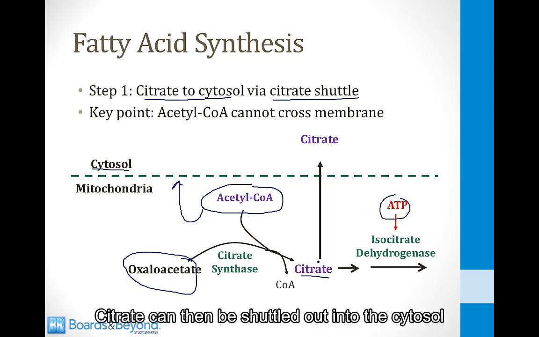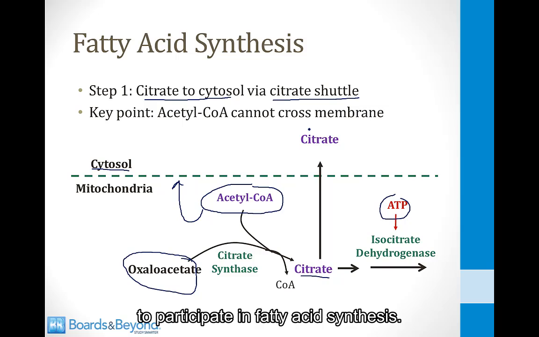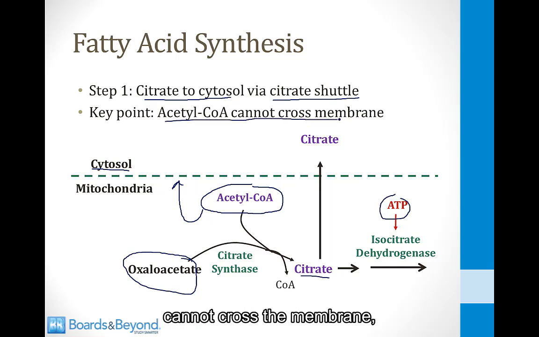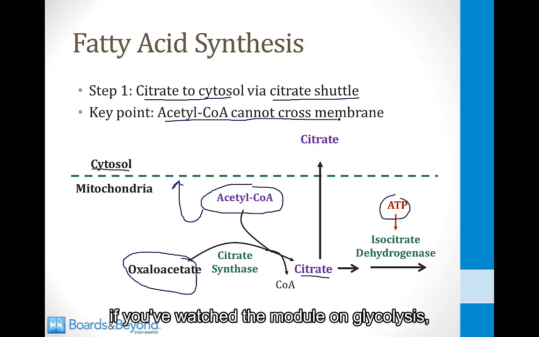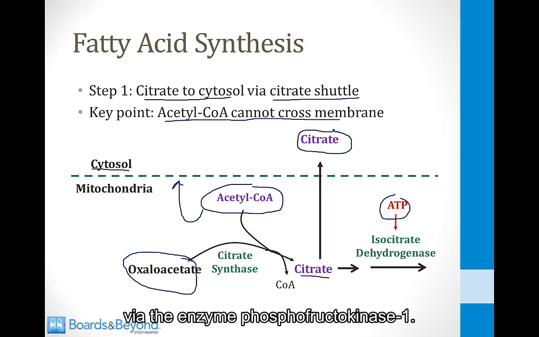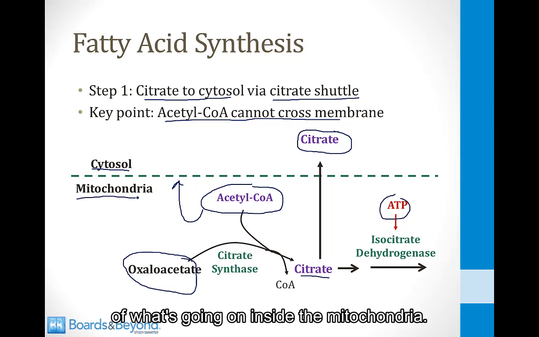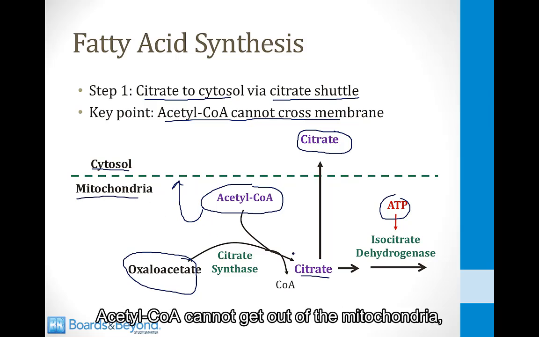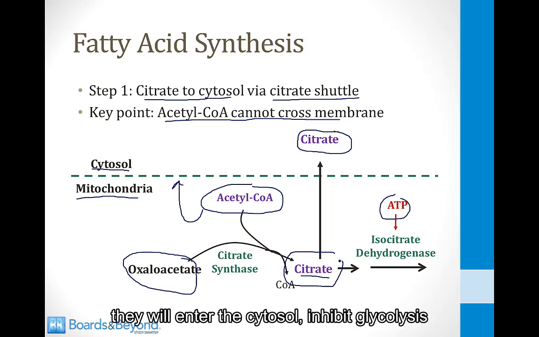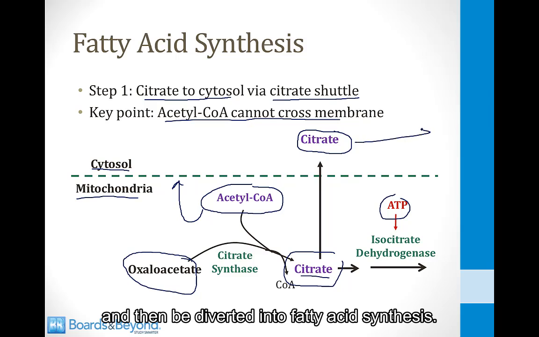Citrate can then be shuttled out into the cytosol to participate in fatty acid synthesis, and the key point here is that acetyl-CoA cannot cross the membrane. That's why citrate has to be used. This should make sense to you if you've watched the module on glycolysis, because as we discussed in that module, citrate is an inhibitor of glycolysis via the enzyme phosphofructokinase 1. Citrate is used as a marker of what's going on inside the mitochondria. Acetyl-CoA cannot get out of the mitochondria, but citrate can. So when citrate levels build up, they will enter the cytosol, inhibit glycolysis, and then be diverted into fatty acid synthesis.